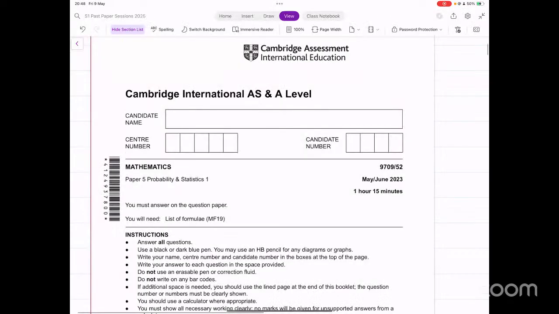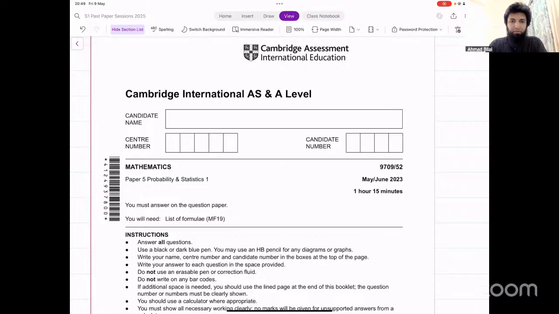Can't see my screen yet. Okay, so you guys can see my screen now, right? Someone confirm that quickly. You can see my screen, right? Okay, good. So this is the paper that we are doing today.